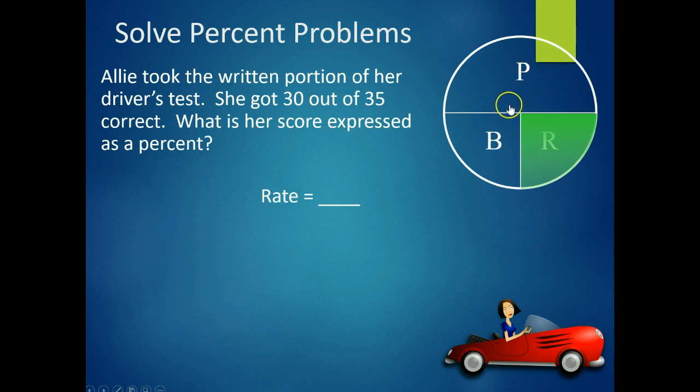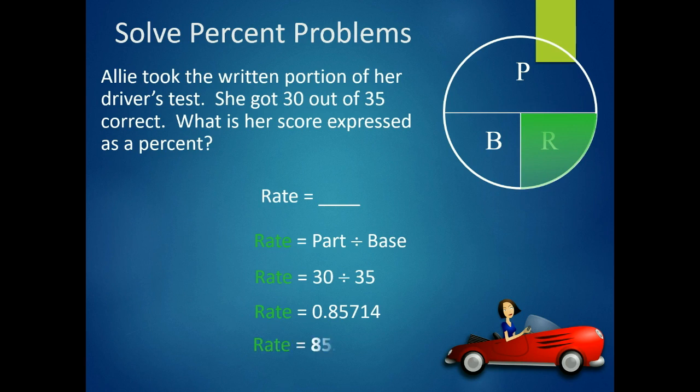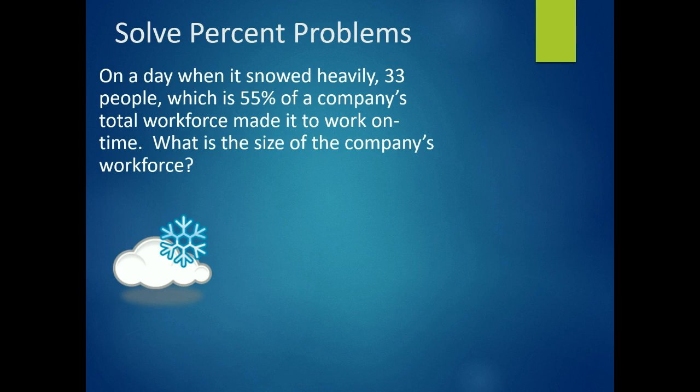and you can see we have part over base. In other words, part divided by base will give us the rate. We identified part as 30, base is 35. Do the division, and then rate is always expressed as a percent. We need to convert our decimal to a percent, which is equivalent to 85.7% with some rounding.